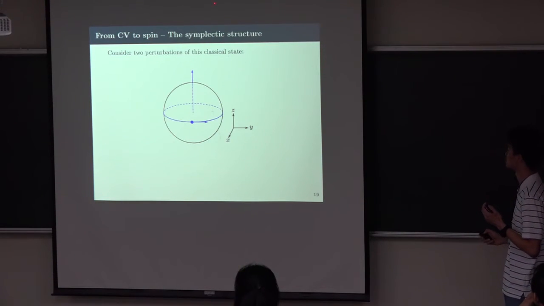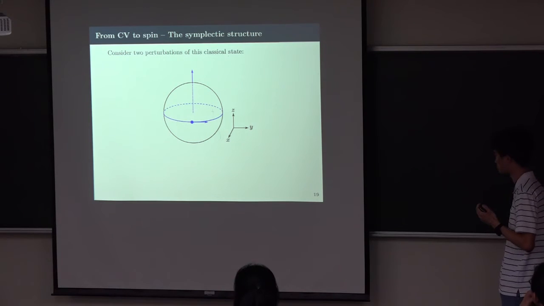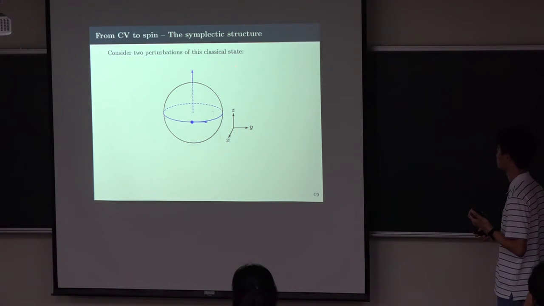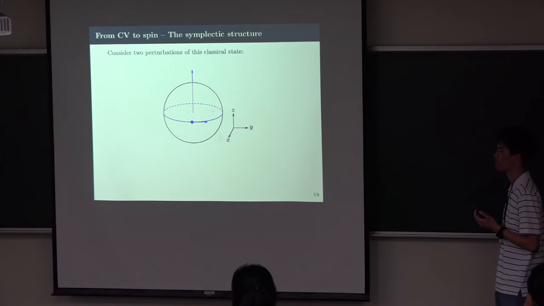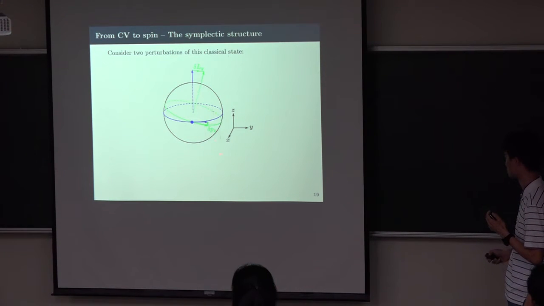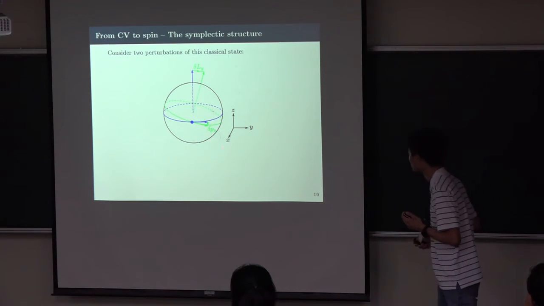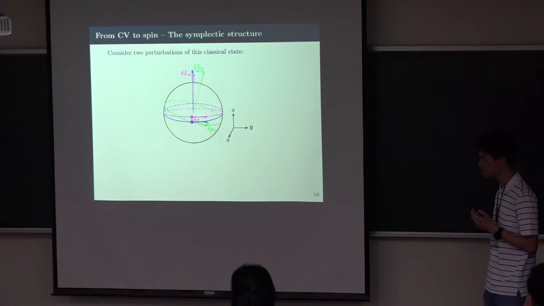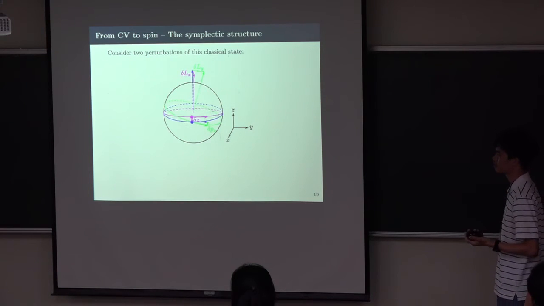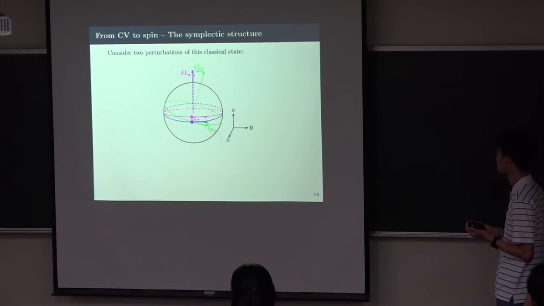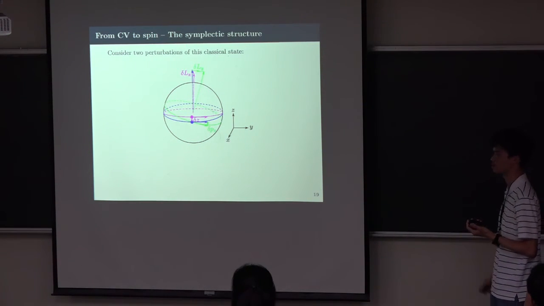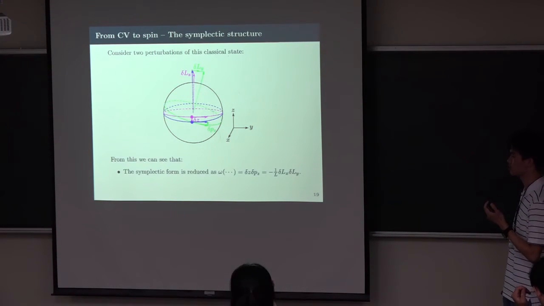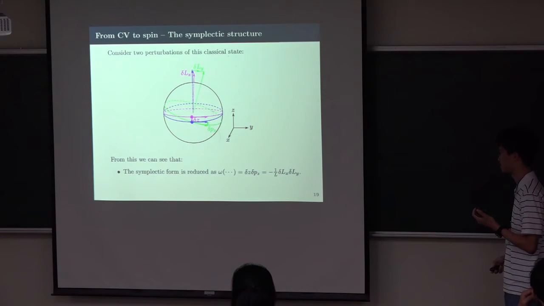And also we reduce the symplectic structure. For the symplectic structure, we consider 2 perturbations of this classical state. The first is to perturb PZ, and the second is to perturb Z. In the reduced phase space, this corresponds to a perturbation of Ly and Lx. This is a mathematical process called symplectic reduction.